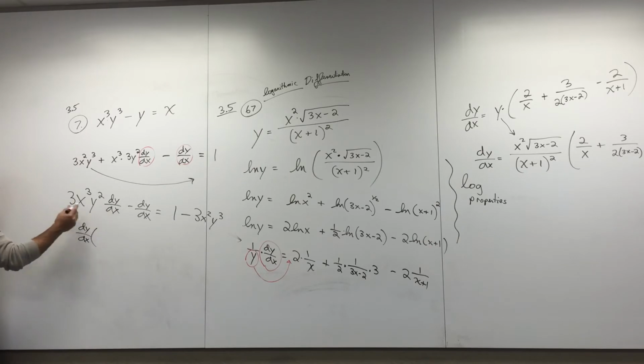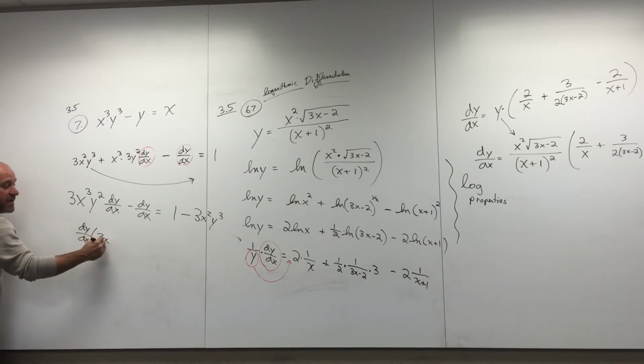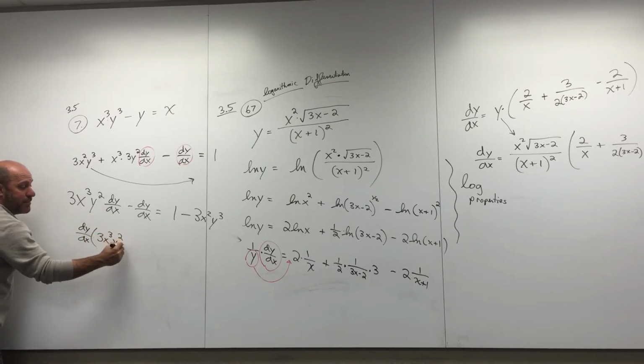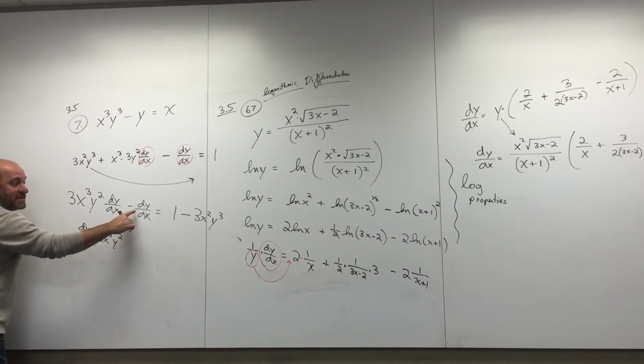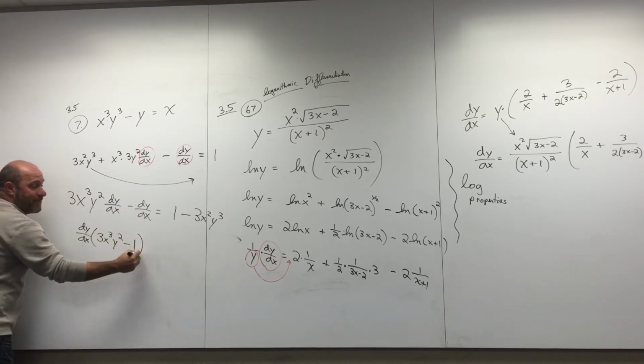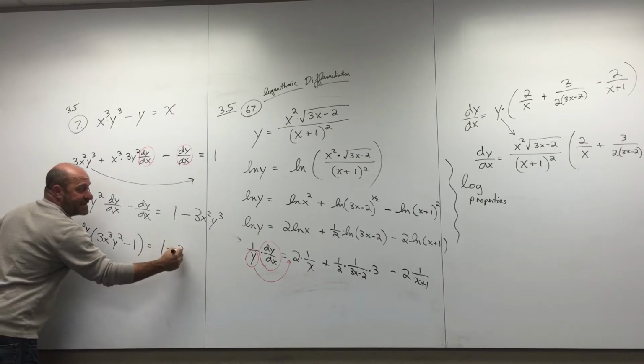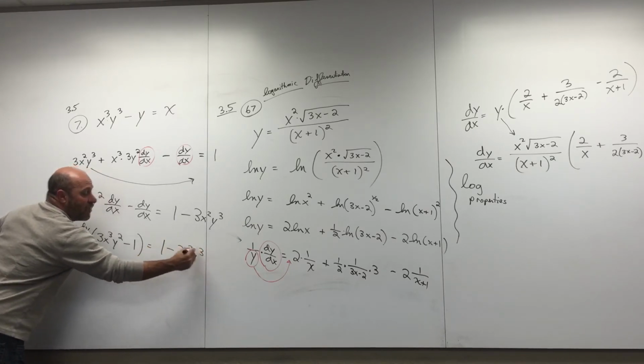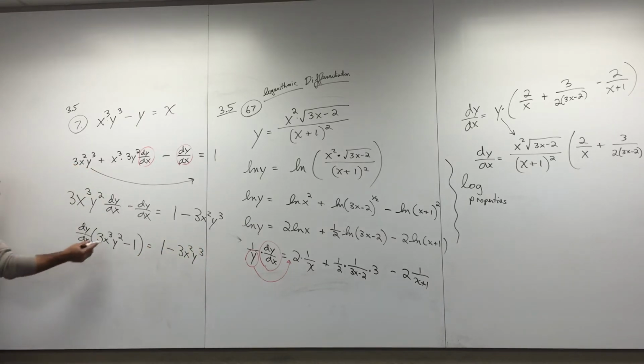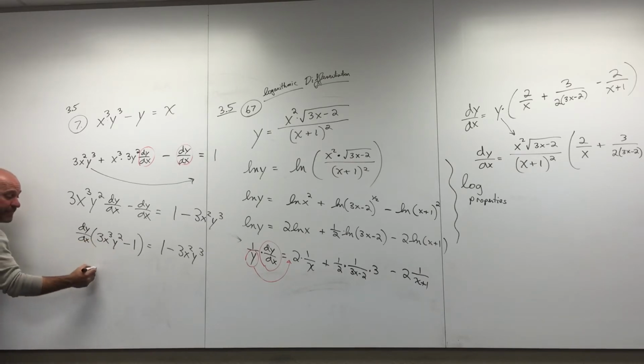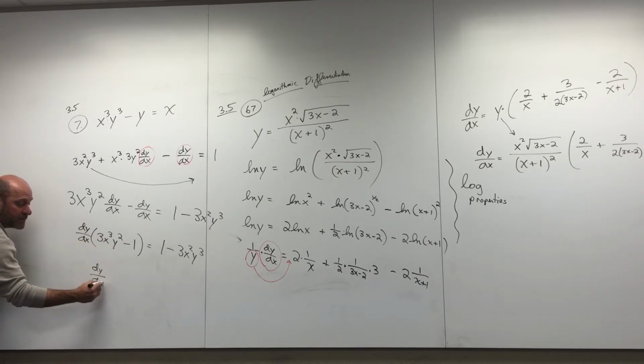If you factor it out, you're left with 3x cubed y squared minus 1. This side is this, and now how do you solve for dy/dx? Divide by that quantity. Yeah, that's a good problem. That's a good problem. Here it is.